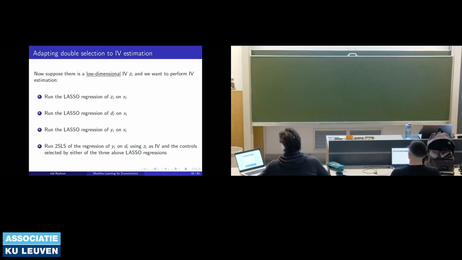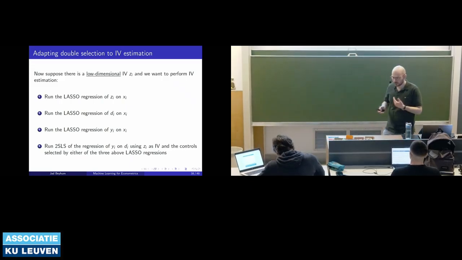So you still use ZI as before. This is just a mechanism to select the controls. If you remember double selection in the linear model, the last step is OLS, and we do the first 2 steps to select the right controls. Here, the last step is 2SLS, like you would do in a low-dimensional setting, but we do these first 3 steps to select the right controls. And the intuition is very similar. It's about omitted variable bias.